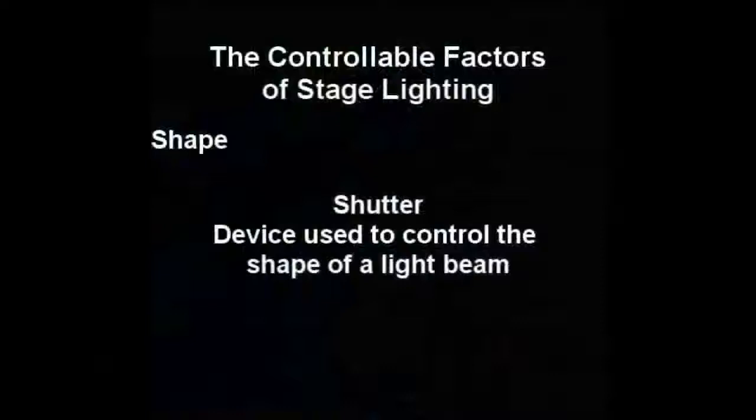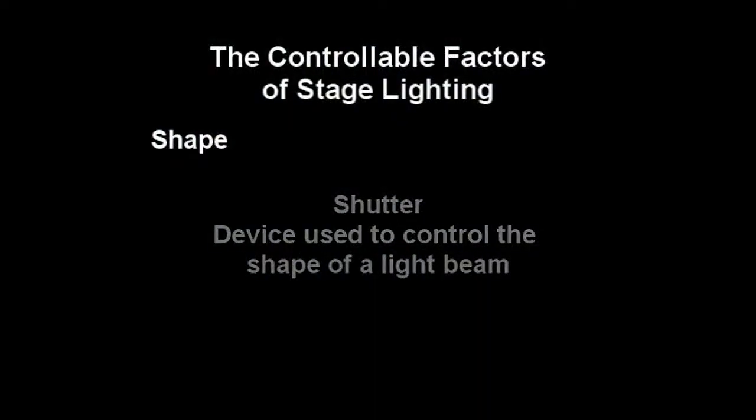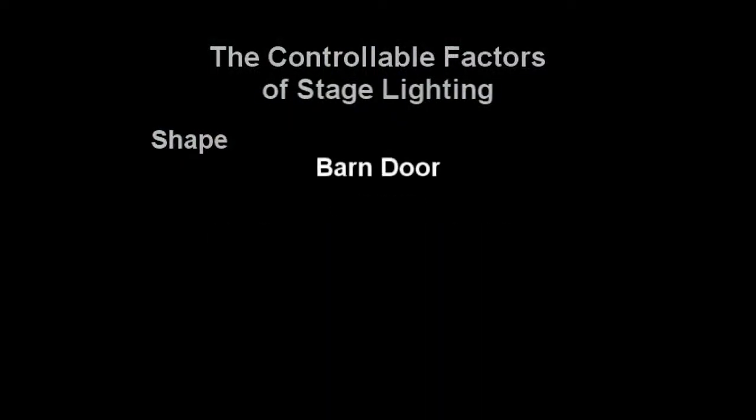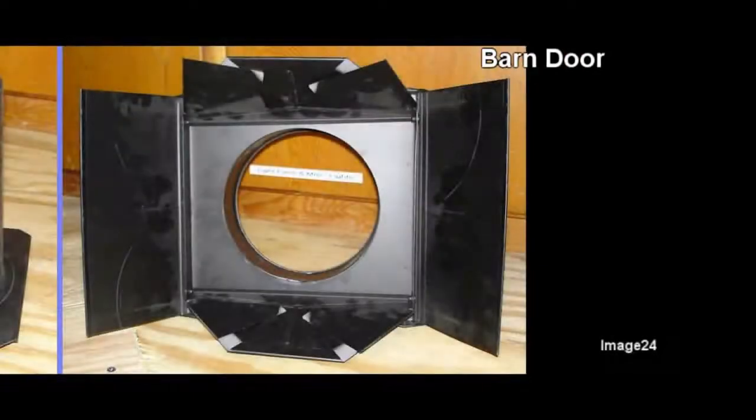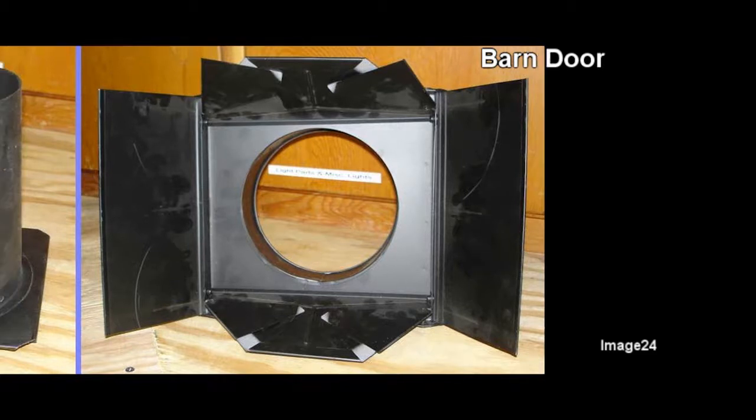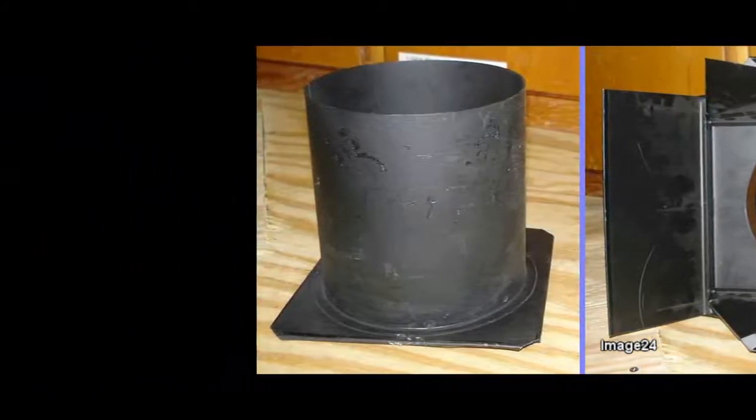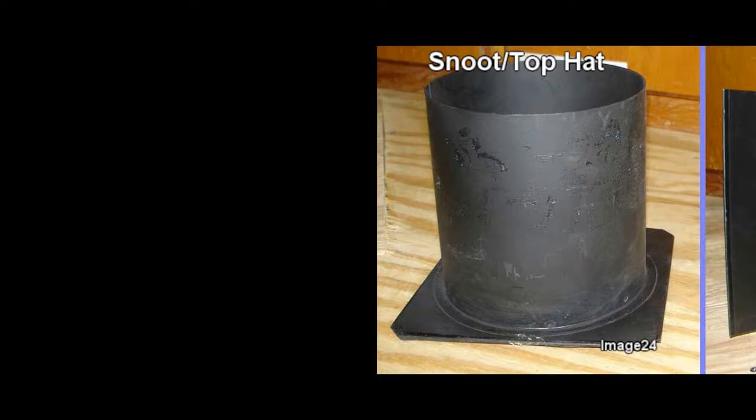There are other shutters in stage lighting. One of the most common is the barn door. This is a device that may be placed in the gel frame of a light instrument, and then may be manipulated to control the shape of the light. Another device that is used to control the shape of a light is referred to as a snoot or a top hat, for obvious reasons.